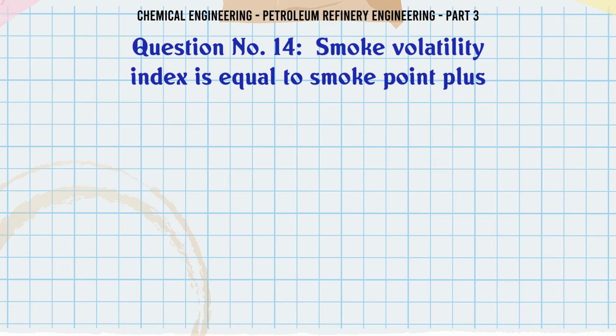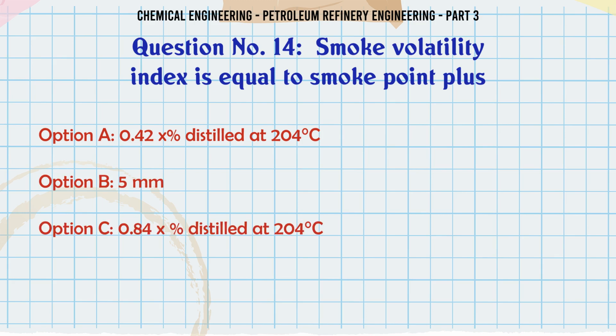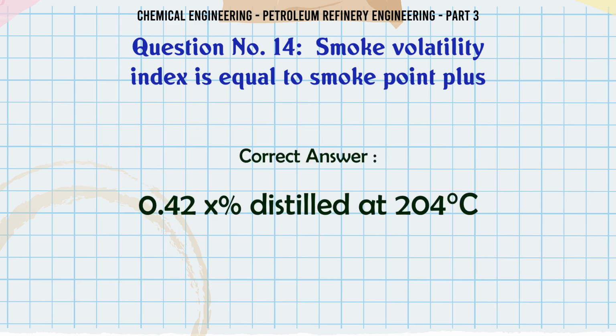Smoke volatility index is equal to smoke point plus A. 0.42 times percent distilled at 204 C. B. 5 mm. C. 0.84 times percent distilled at 204 C. D. 10 mm. Approximately. The correct answer is 0.42 times percent distilled at 204 C.